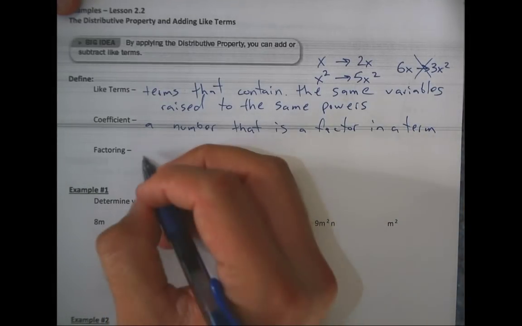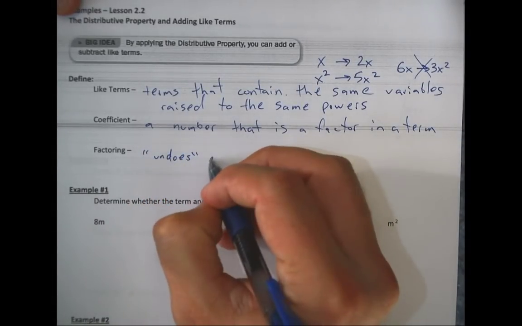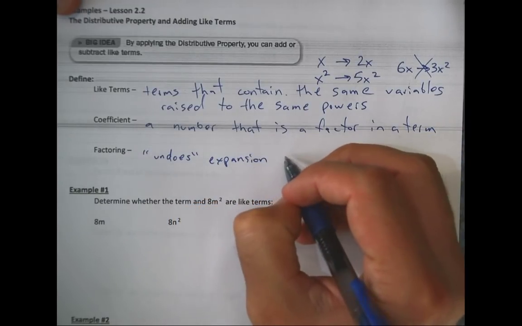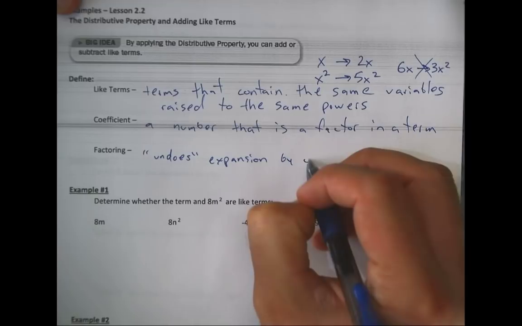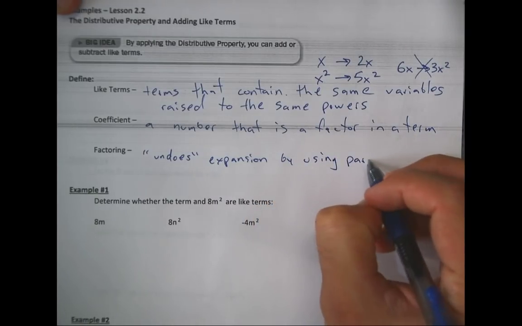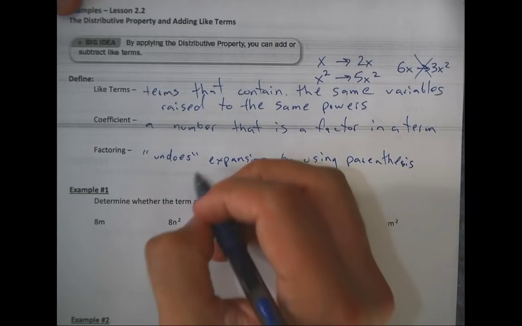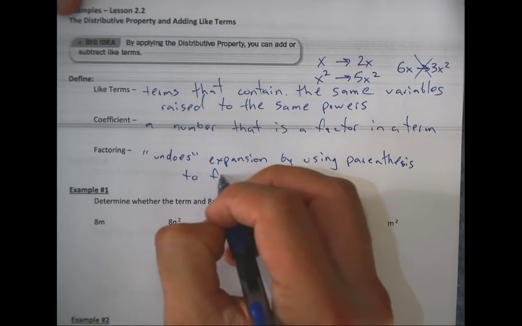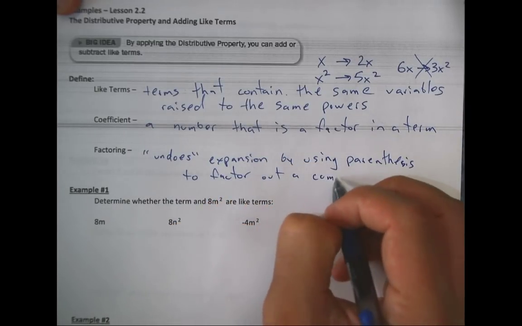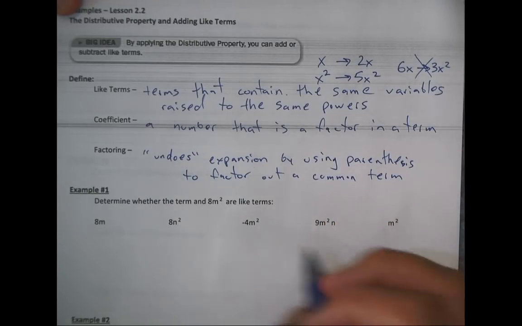Now factoring undoes expansion by using parentheses to factor out a common term. It's basically backwards of the distributive property.